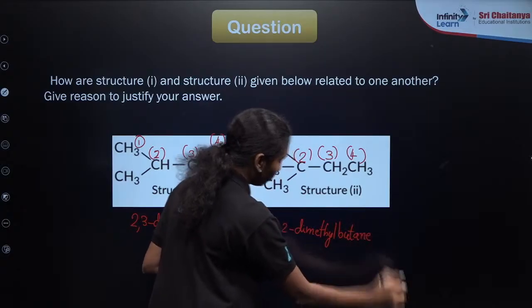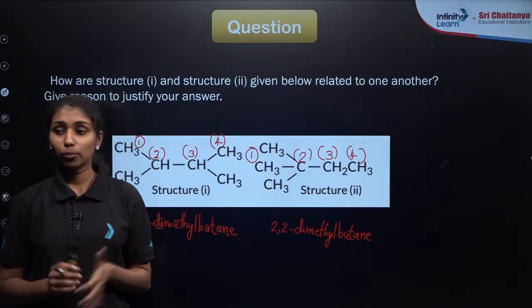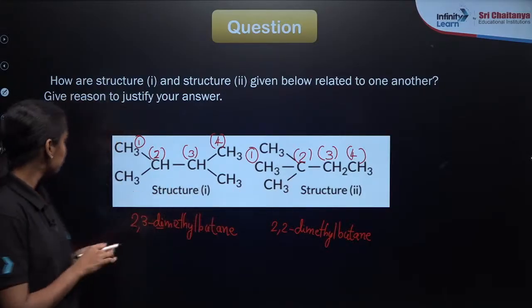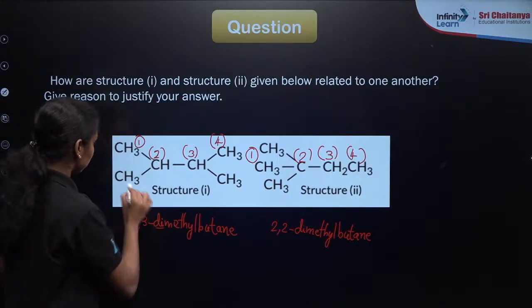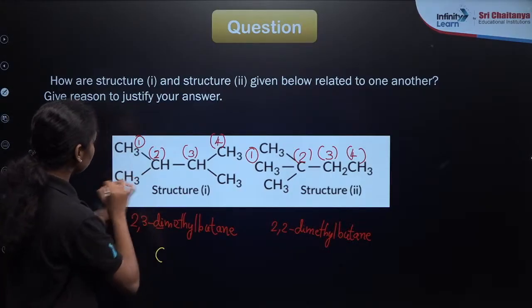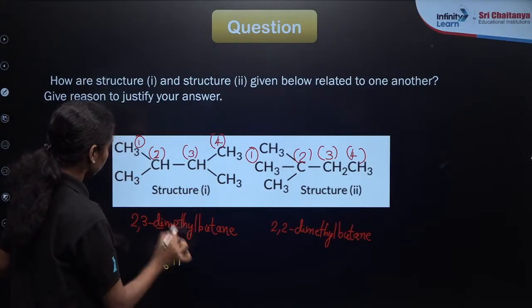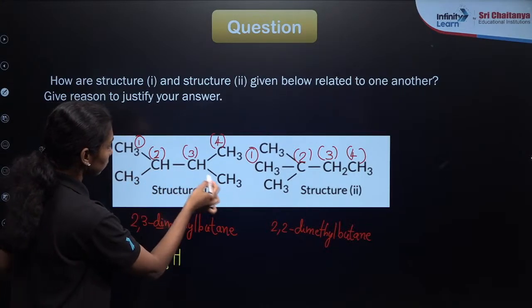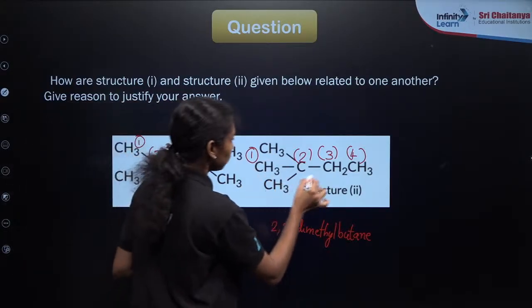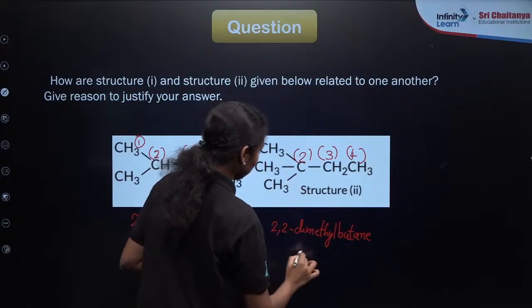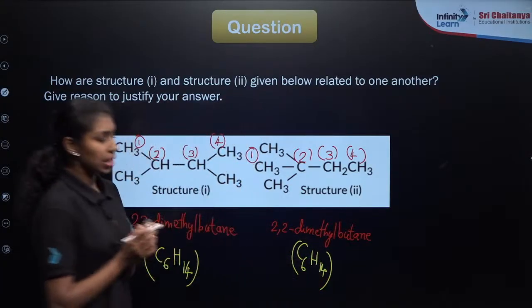So 2,2-dimethyl butane. So what will be the molecular formula of this compound? Molecular formula of this compound. C6H14, right? C6H14.